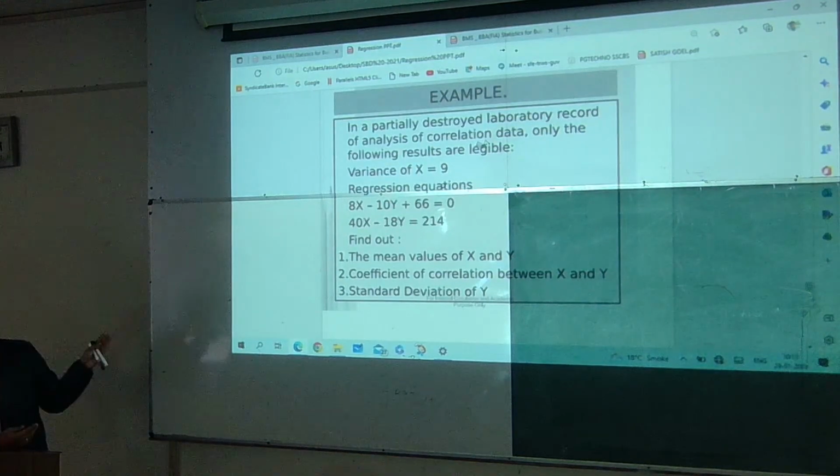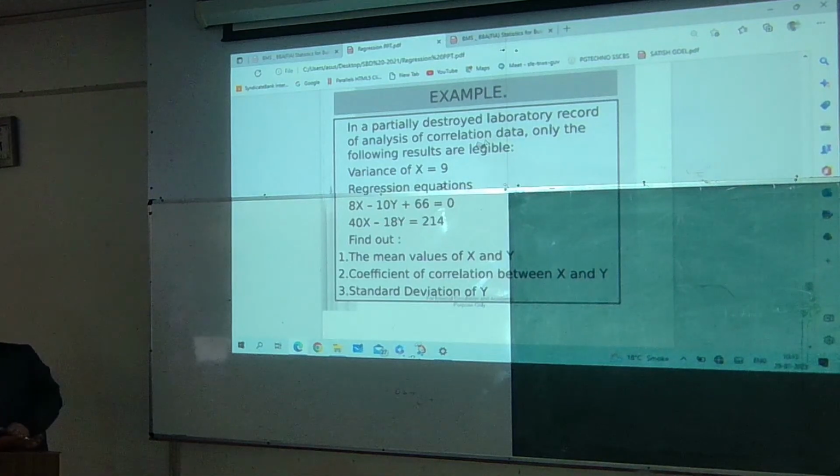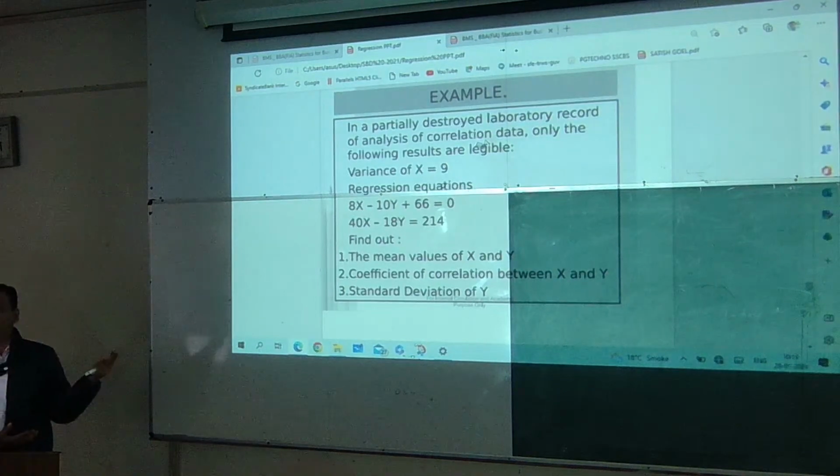देखिए, what you need to do here, you have to find that there are two regression equations, but you don't know which is y on x and which is x on y. Okay, so the most important thing here is to determine which equation is y on x and which is x on y. So there can be two possibilities.